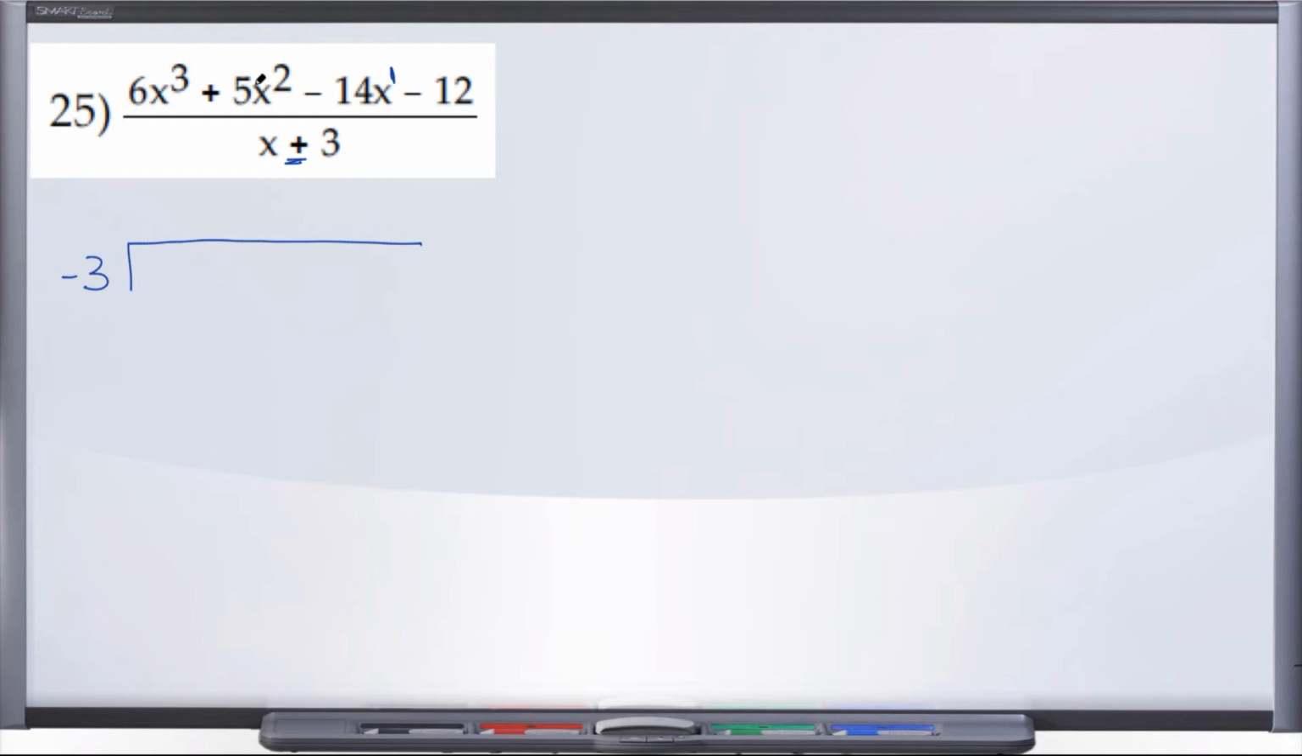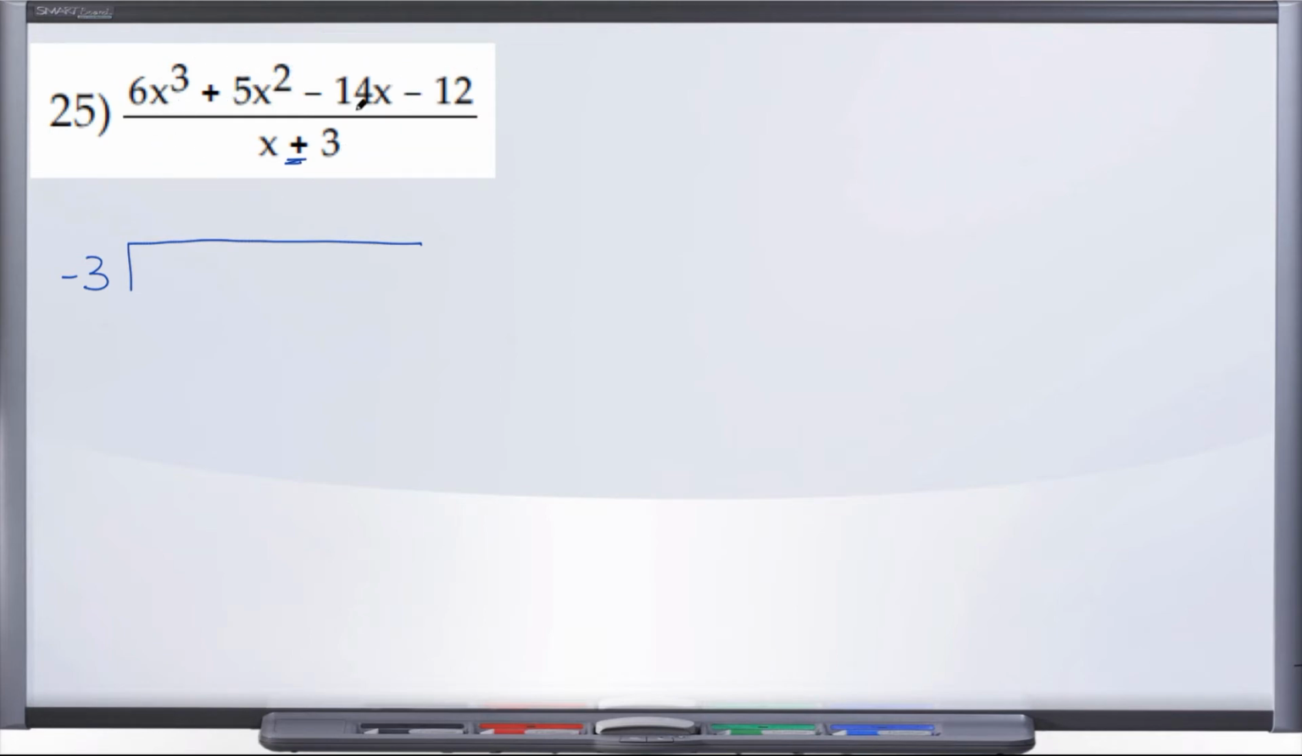If you are missing a term, let's say that we were missing the square term and we went from 3 to 1 to none, we would have to fill in the x squared place with a 0, so a plus 0x squared minus 14x minus 12, and so on. So make sure that you go from the highest power down to the lowest without skipping any. If you are missing a term, you have to fill it in with a 0 times whatever that power was supposed to be. Here, fortunately, we're not missing any, so we don't have to worry.